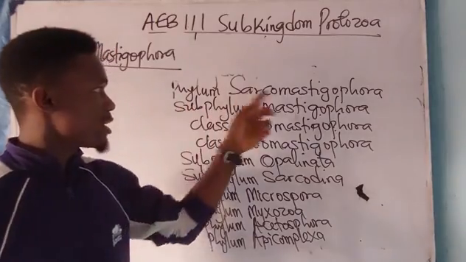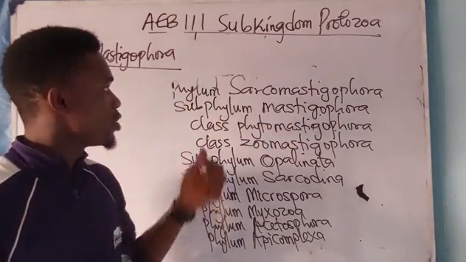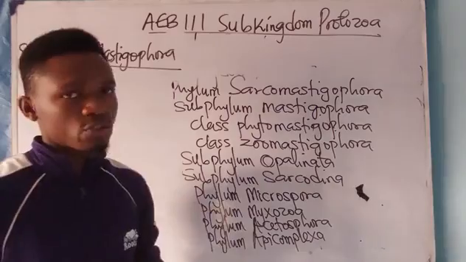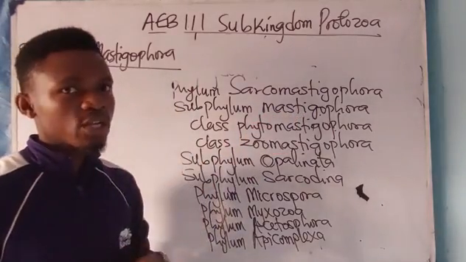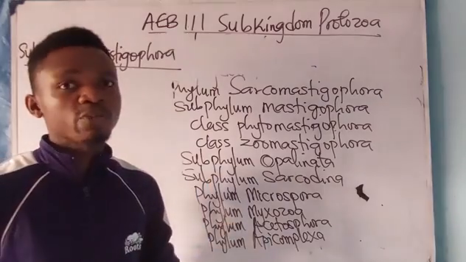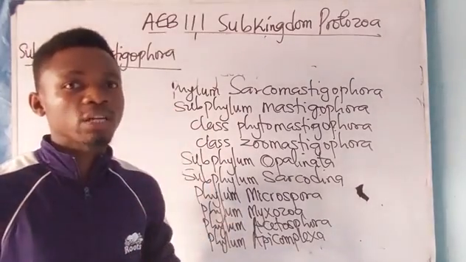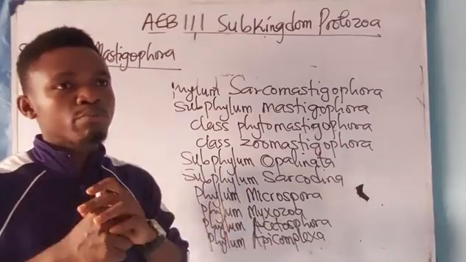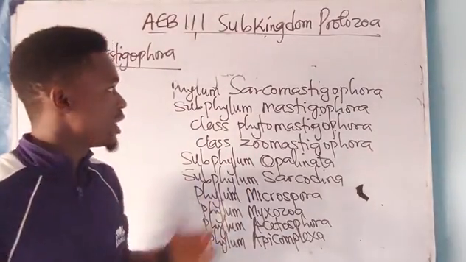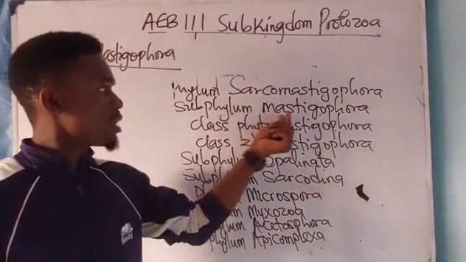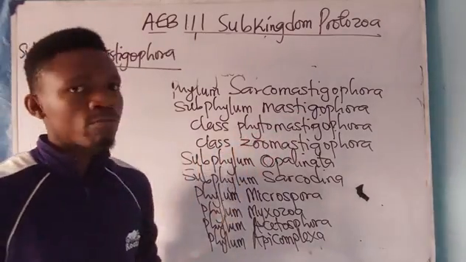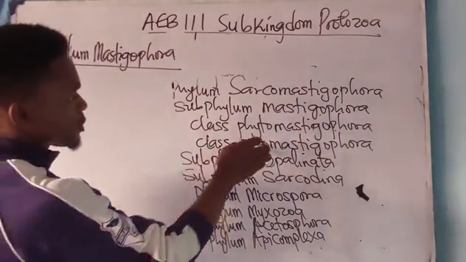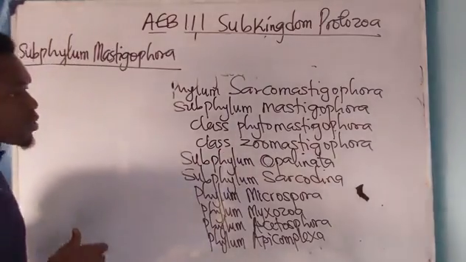We have treated Sarcomastigophora. We have treated Phylum Mastigophora. I said Euglena possesses two unequal flagella for locomotion, and Chlamydomonas possesses two equal flagella for locomotion. Flagella is primarily for locomotion. Then under Subphylum Mastigophora, you have class Phytomastigophora.